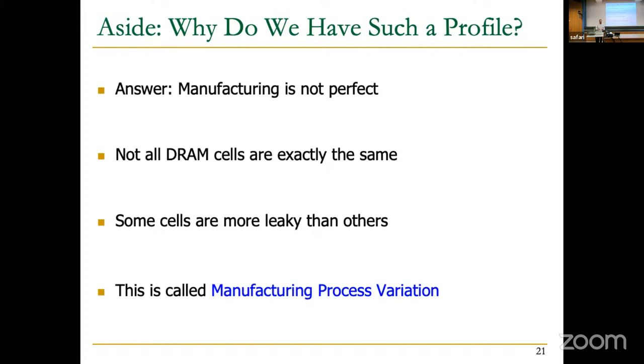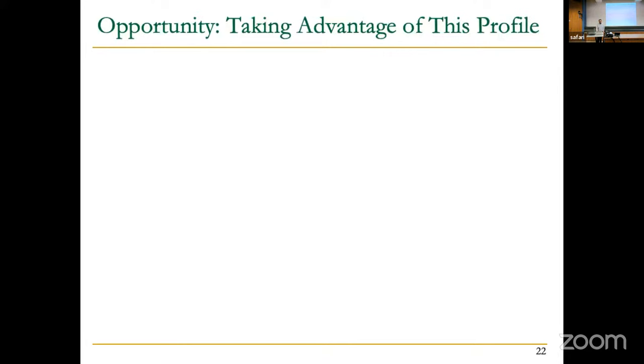So you will guarantee the user that this chip is reliable. And this whole thing is called an artifact of manufacturing process variation in the sense of DRAM retention time. But you can see in other characteristics as well, this manufacturing process variation has a huge impact, as we showed yesterday in that RowHammer characterization paper as well. Okay, so there is an opportunity here, right?